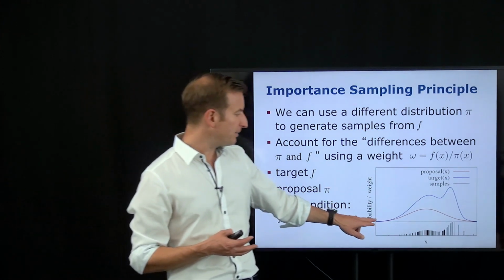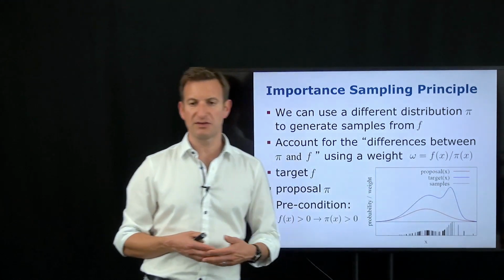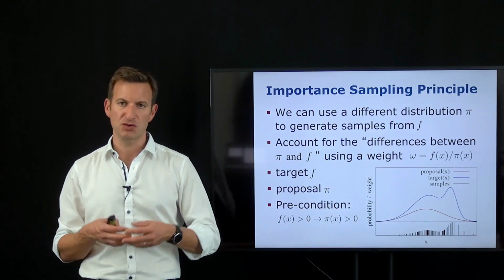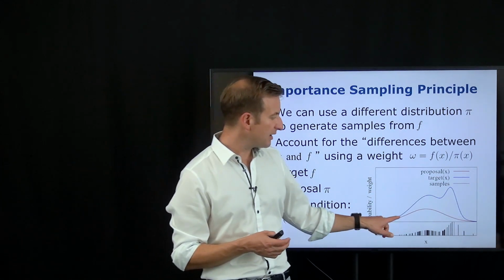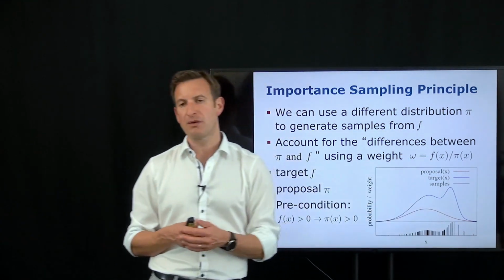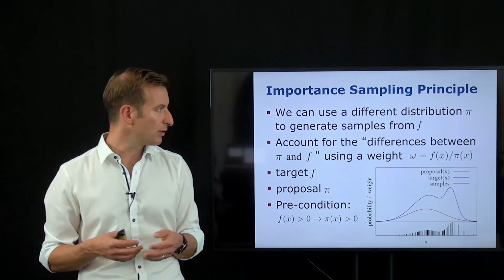So let's go to this example over here. Let's assume we want to generate samples from this blue curve. This is what we call our target distribution, the distribution we want to draw our samples from, our target f. But the only thing I can do is generate samples from the red curve, which is my proposal function, often called pi.